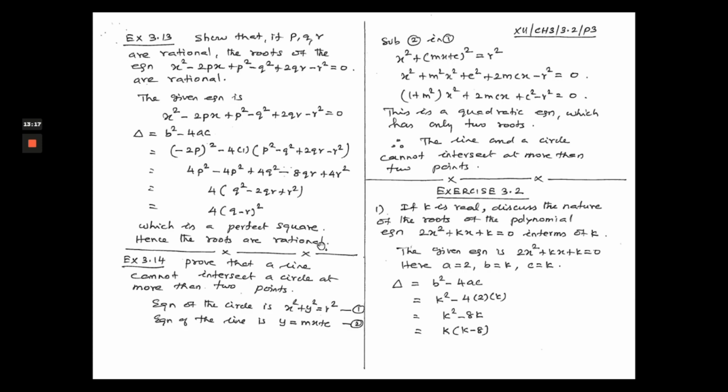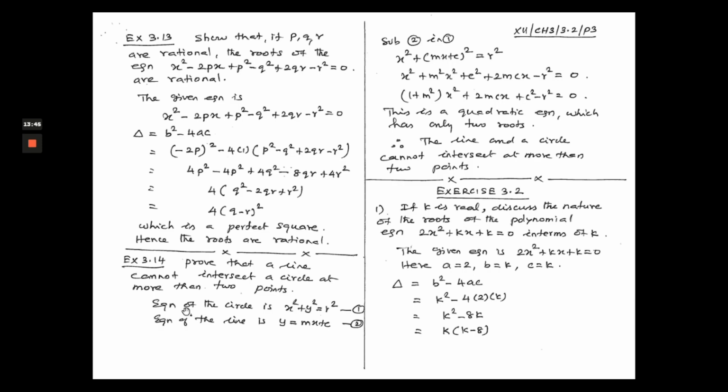Okay, next, 3.14. Prove that a line cannot intersect a circle at more than 2 points. A line can intersect a circle at only two places. Draw a circle. Just draw a line. The line intersects the circle at 2 points only. Now we have to give the proof. Prove that a line cannot intersect a circle at more than 2 points.